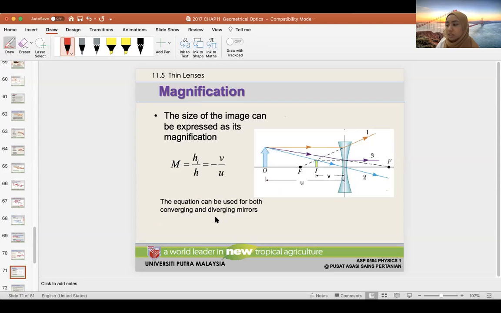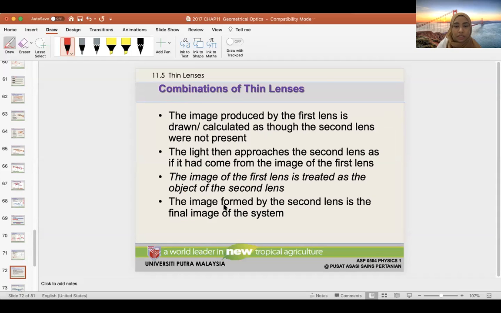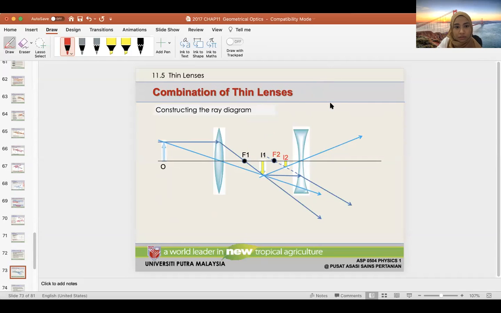Okay, so magnification can also be calculated for the lens equation. For lens, m equals h image over h object. Exactly the same, so you don't have to memorize much here. This equation can be used for both converging and diverging lenses. Combination of thin lenses, we won't cover this. It's not going to be on the exam. Okay, I think we are done. Let's do the exercises if we have time. We have 15 minutes. Let's do it quickly.